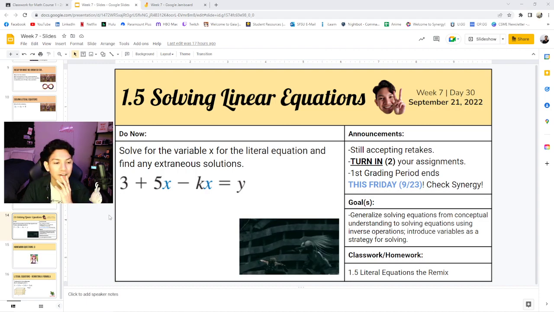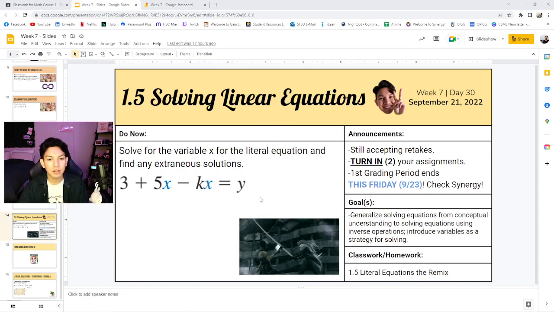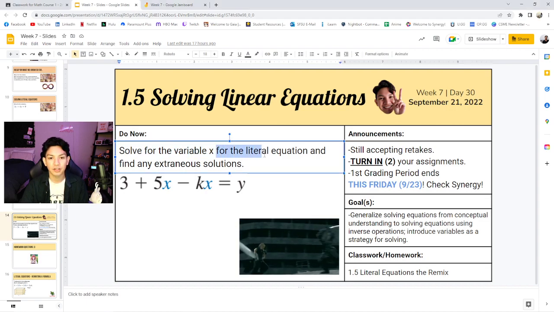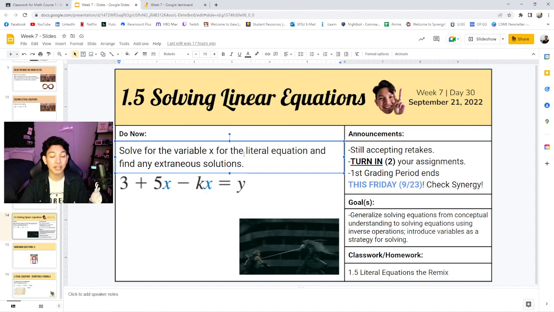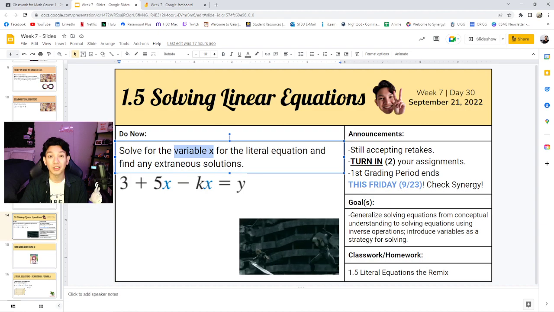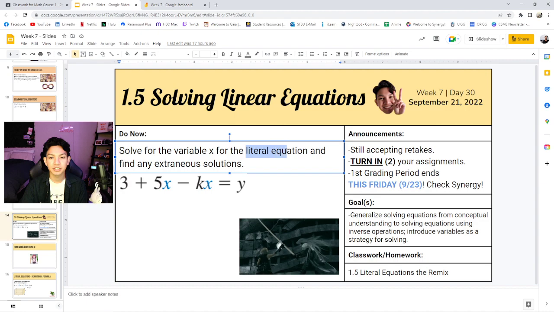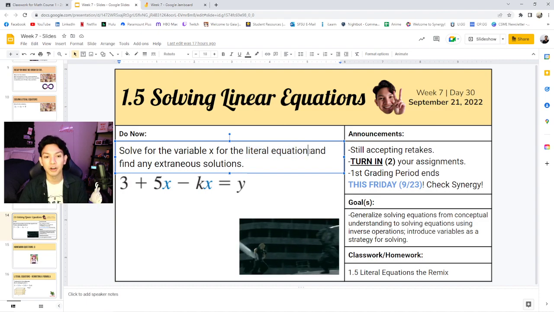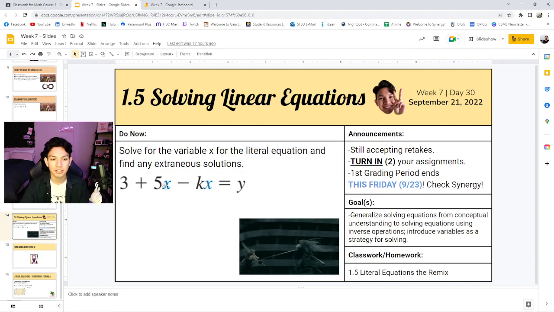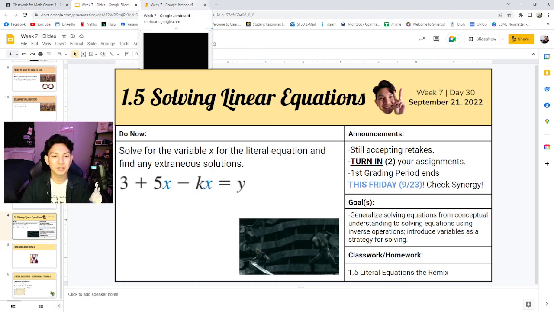I'm going to continue with literal equations. Today for the do now, we started off by solving for the variable x for the literal equation and finding any extraneous solutions. It's important that we specify what variable we're looking for here because we have more than one variable. Remember, a literal equation is an equation that has more than two variables. In this example, you'll see that we have an x, a k, and a y. So what we're going to be doing here is finding the variable x.